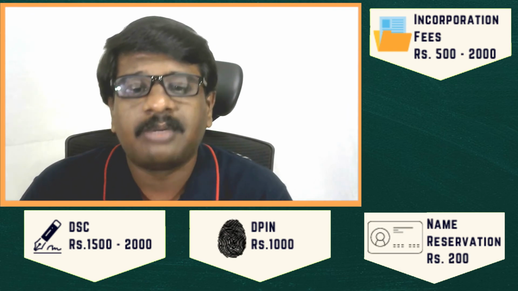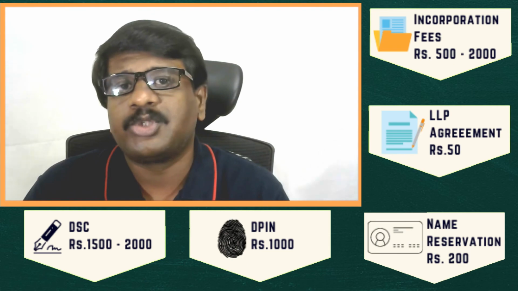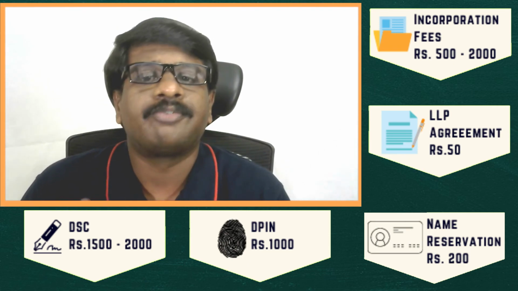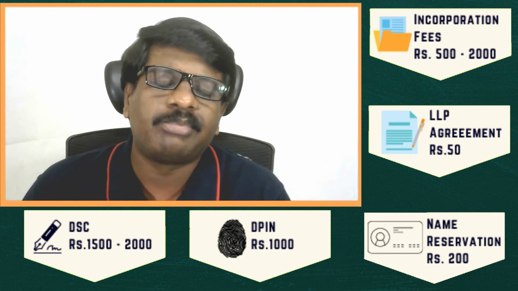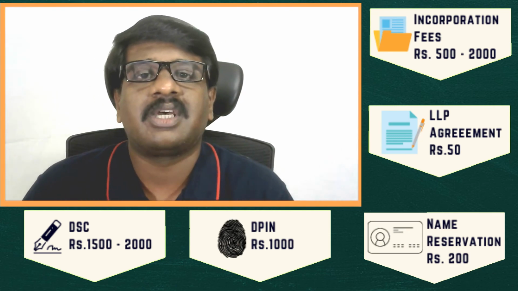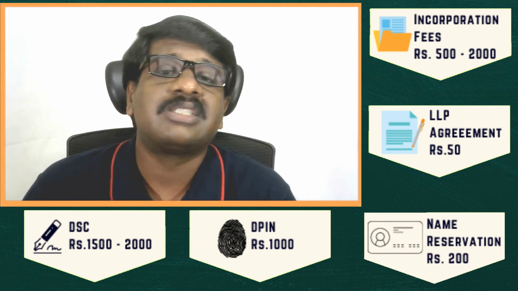Then for the LLP agreement, again, it depends on the capital contribution. So if the contribution is somewhere around 1 lakh, it's going to be 50 rupees for filing form 3 and the stamp duty based on whichever state the LLP is getting registered. But again, please note that these are government charges.